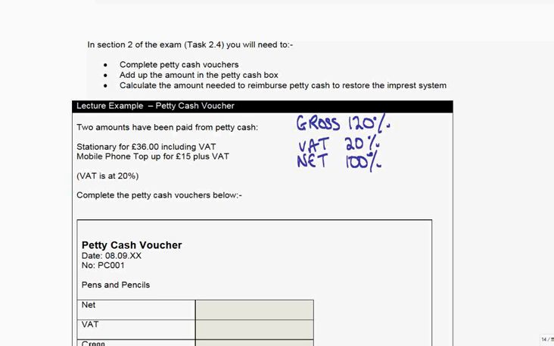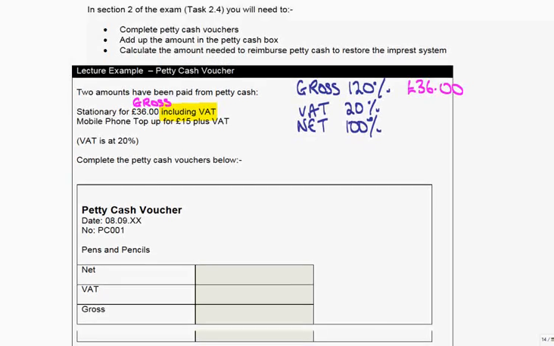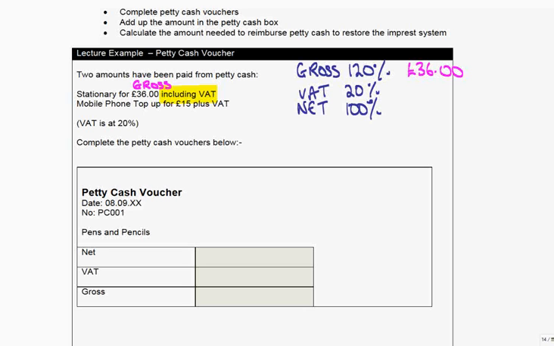So for example, if my stationery here is £36 including VAT, well, that's just another way of saying they've given you a gross amount. So £36 is effectively 120% of a value. Now I need to fill in this voucher, and we can see the voucher here, voucher number PC001 for some pens and pencils, hence the stationery, and I need to fill in the net and the VAT as well as the gross. So I can fill in the gross amount of £36, and then I need to get the VAT amount.